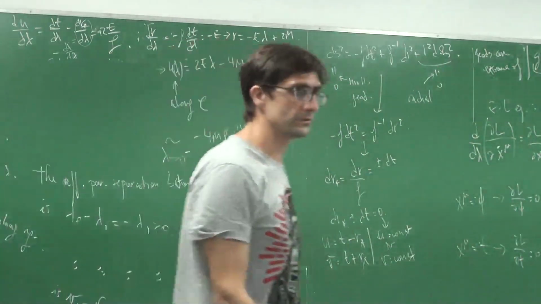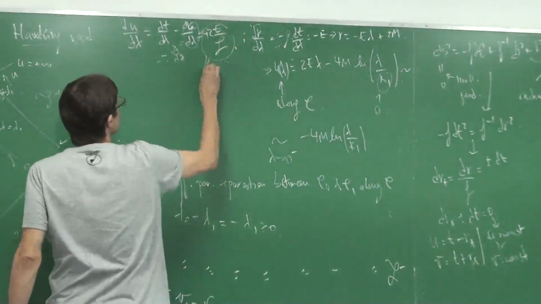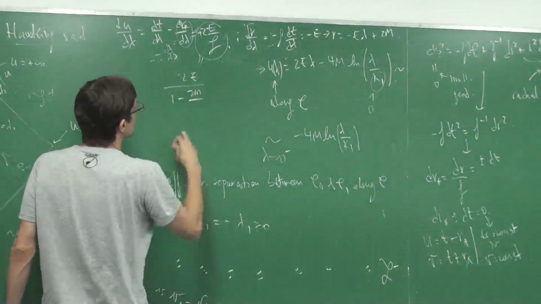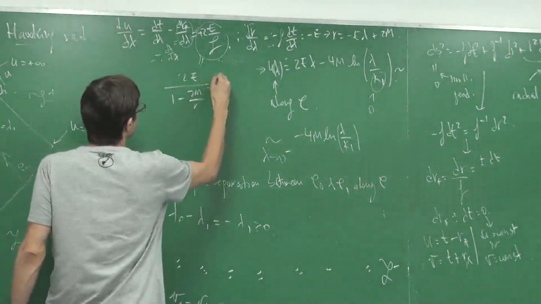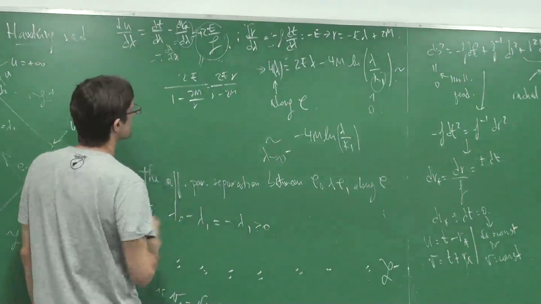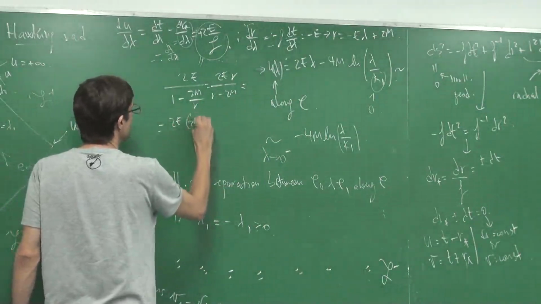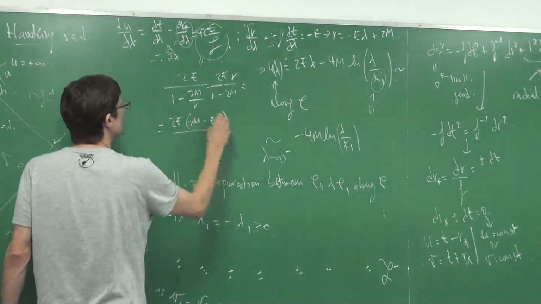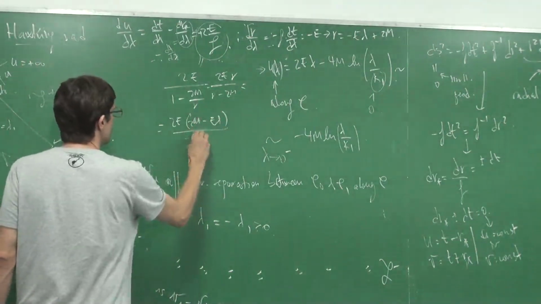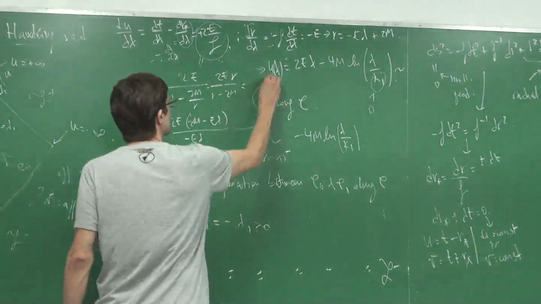And now you can just integrate. So now you've got 2E times 1 minus 2m over r, so that's 2E r minus 2m over r. That's 2E r over, and r minus 2m is minus E lambda. And you integrate this, and it gives you this.